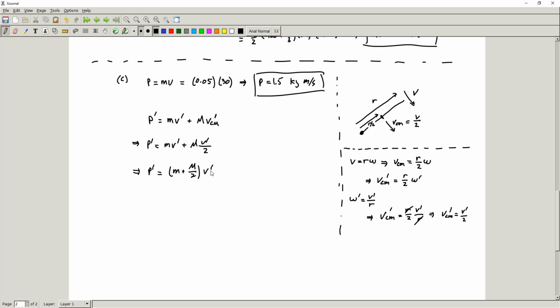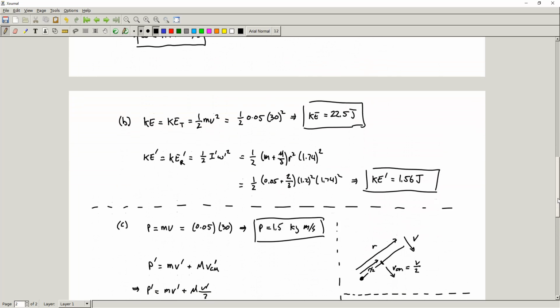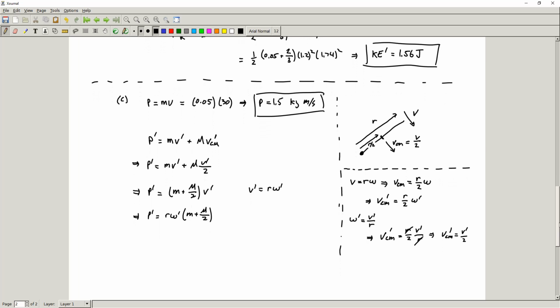And again, I'm going to make use of this equation that relates our tangential velocity to our angular velocity, and I'm going to let v prime equal r omega prime. So let's do that, and we're going to end up with p prime is equal to r omega prime times m plus capital M over 2. Okay, and at this point we know all these variables. We just calculated what omega prime was. We know what r is. We know what both m's are, and so we can substitute in and solve for this.